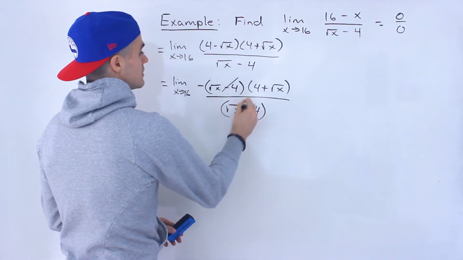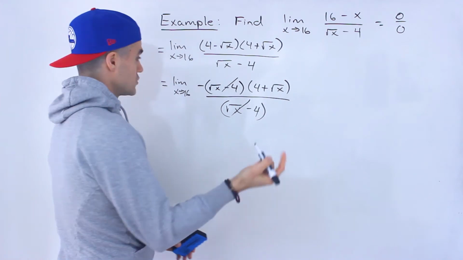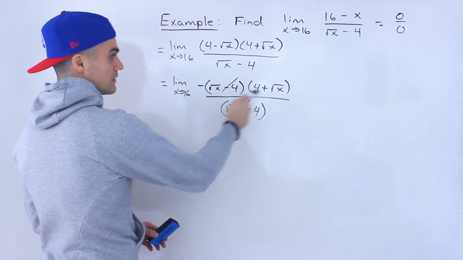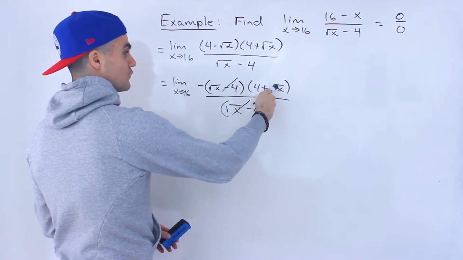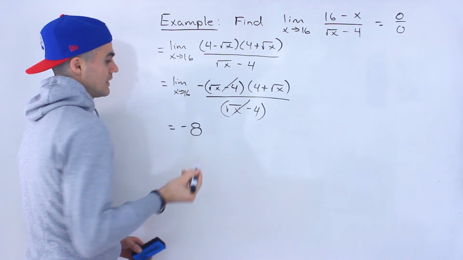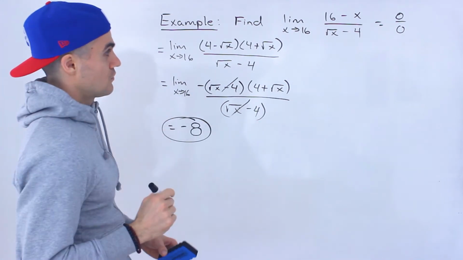And now notice these cancel out, and we can do a direct substitution. Plug in 16 for x here. Root 16 is 4, plus 4 is 8, times negative 1. The answer is negative 8. So that is the answer to this limit.